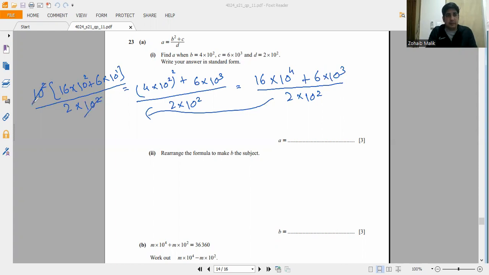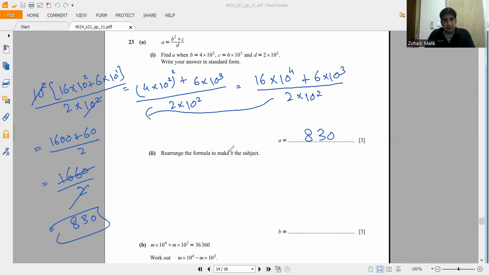This gets cancelled. Now 16 into 10 square means I can change it into 1600, and 6 into 10 means 60, over 2. So this would be 1660 divided by 2, and we do the cutting. This would be 2 8s are 16, 2 3s are 6, 0 8 30.